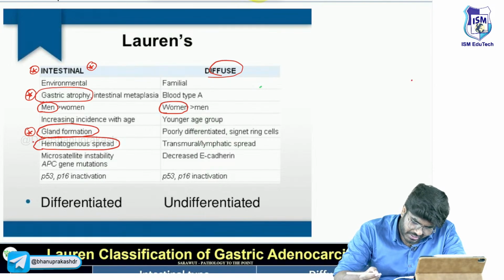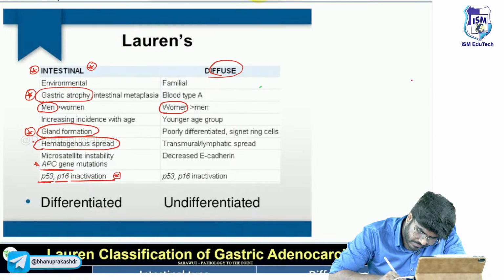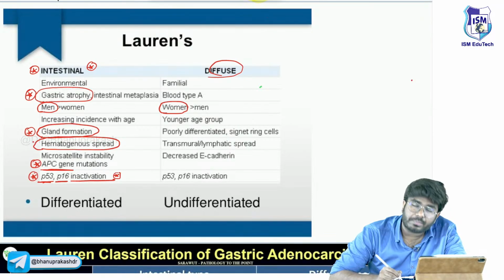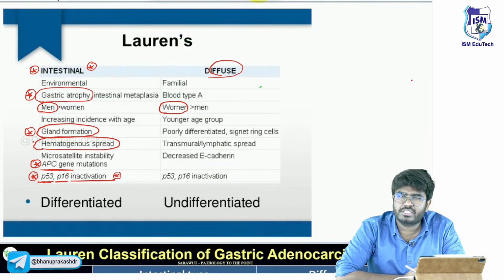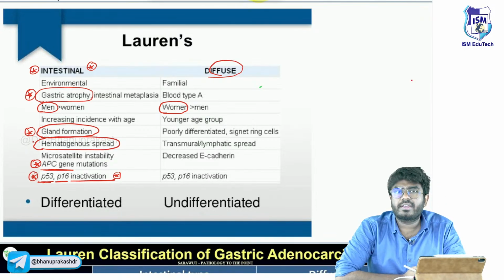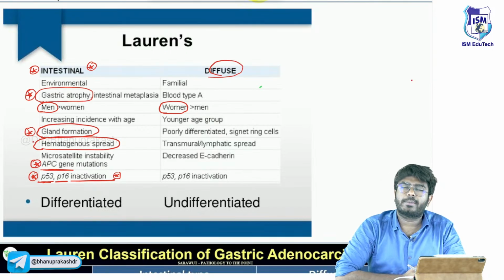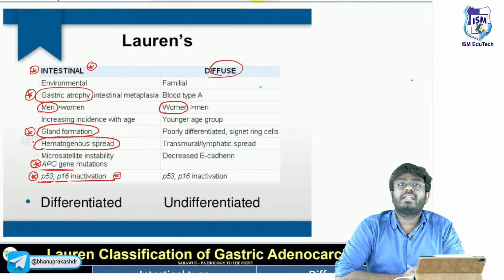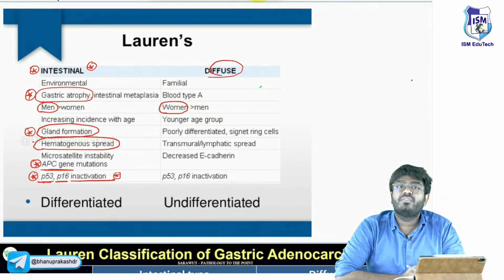And what are the gene mutations that are associated? The P53 gene mutation, P16 gene mutation, and the microsatellite instability like APC gene mutations can also be seen. So APC, P53 and P16 gene mutations are associated with the intestinal variant of gastric adenocarcinoma. Lauren classification, important. Atrophic gastritis, atrophy of the gastric mucosa. Men are most commonly affected. Hematogenous spread. P53 gene mutation, APC gene mutation, P16 gene mutation.